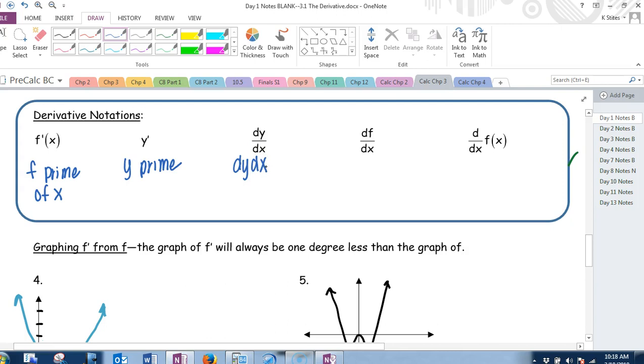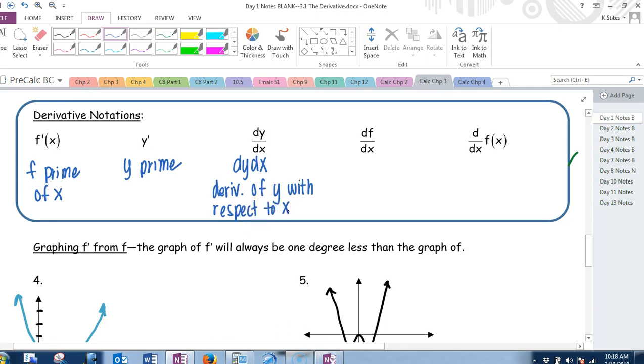Okay, it's just the notation. It doesn't actually mean it's representing division, and this doesn't mean it's representing multiplication. It's just how you say it, dy dx. This means the derivative of y with respect to x.